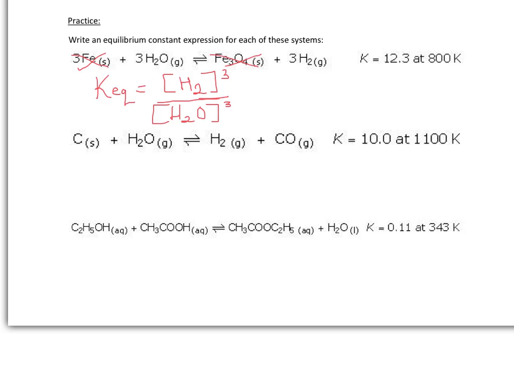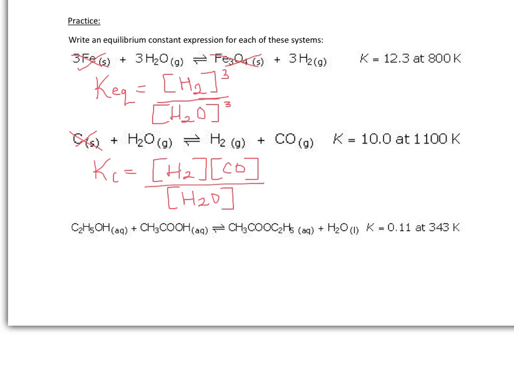Let's look at the next expression. Very quickly skim through to see if there's any solids or liquids. You'll notice that carbon is a solid here, so we will omit that for the K expression. Therefore, K is equal to [H2]. This has a coefficient of 1, but we do not need to put in the number 1. It's assumed. All over [H2O].